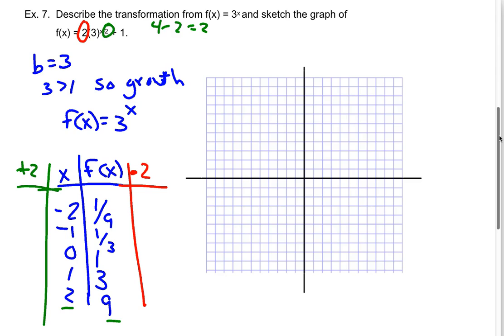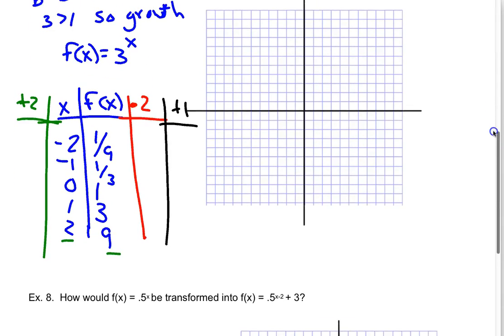And then finally I got that +1 at the end. That +1, that affects the y coordinate. Just going to add 1. So that's how I'm going to get my points. I'm going to perform those transformations and go ahead and put those points in.